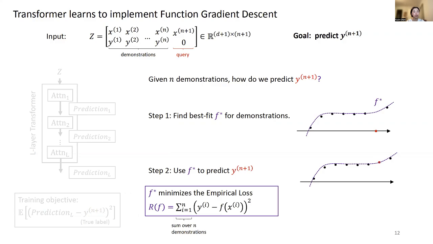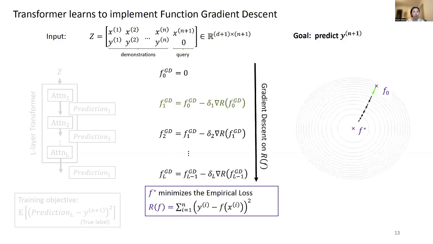Concretely, the best fit function can be found by minimizing the empirical loss summed over the demonstrations x1, x2 to xn. Even more concretely, to find the minimizer of empirical loss, we can run gradient descent. And given enough steps, we will converge close to the minimizer.